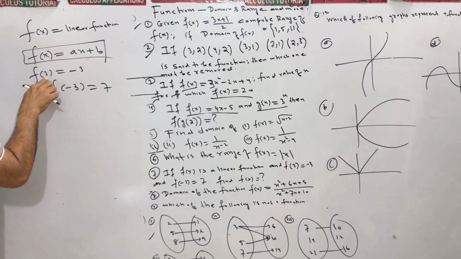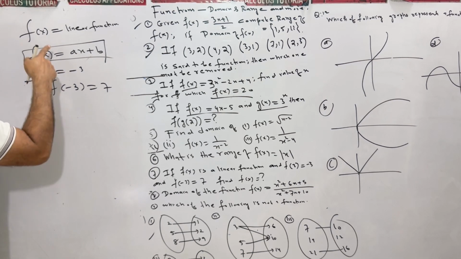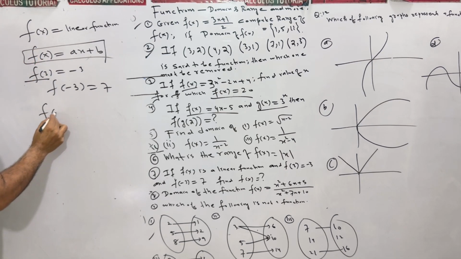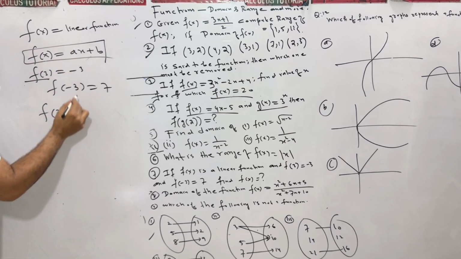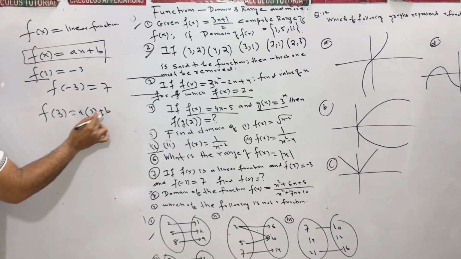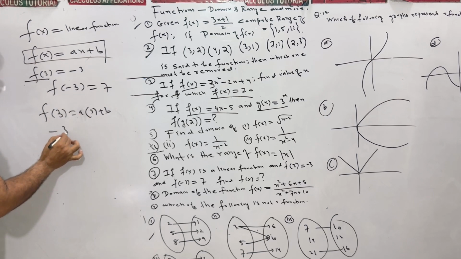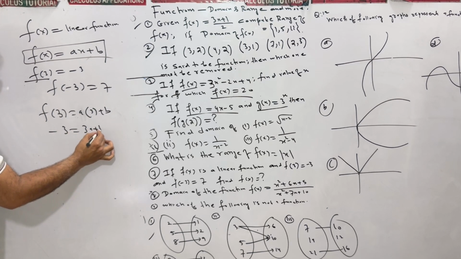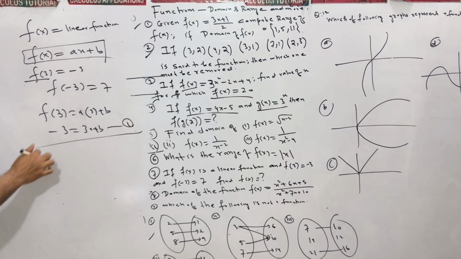Let's see. f of x is equal to ax plus b. Value of x is 3 and value of f of 3 is minus 3. Put here f of 3, instead of x insert 3, a times 3 plus b, and value of f of 3 is minus 3. So we have 3a plus b equals minus 3, it's our equation number 1.